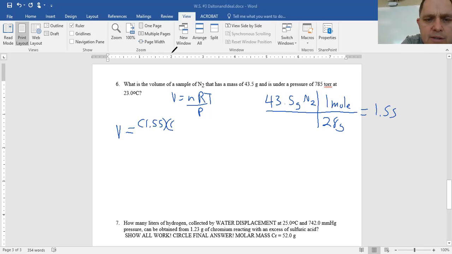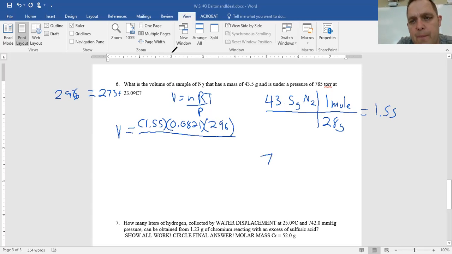We remember R is 0.0821. And then temperature here is 23 degrees, but we got to add 273 to that. So that gets us 296. And that's all divided by the pressure.